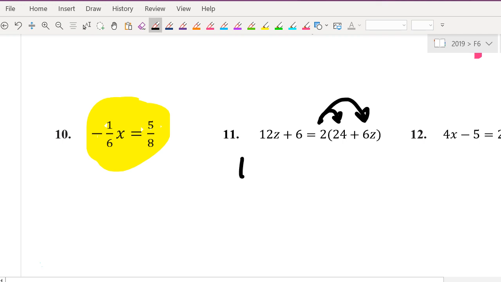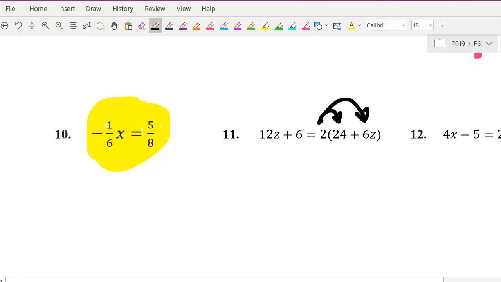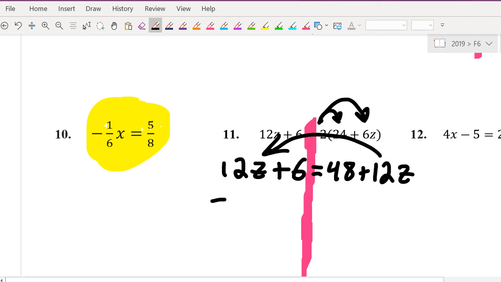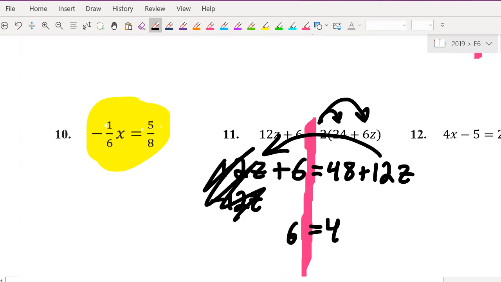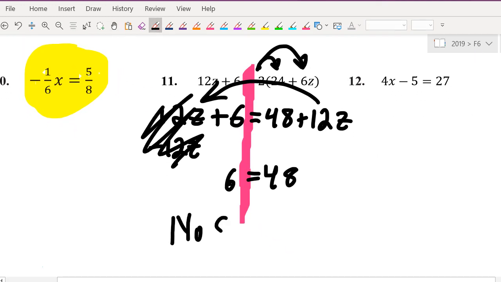Because I used to write variable 12z plus 6. I'm going to put my line here. Line. Okay. Anthony. 12z plus 6. Put the line. Alright, 2 times 24, everyone. 48. 2 times 6. 12z. Okay, good. And then we throw that over the fence, and then, oh no, our variable is gone. 6 equals 48. What kind of a problem is that? No solution.